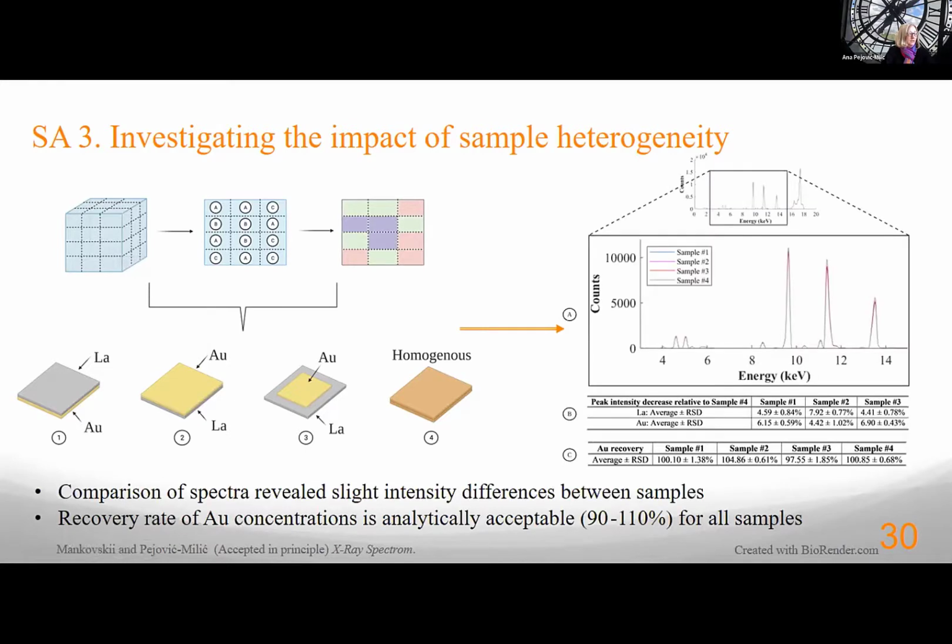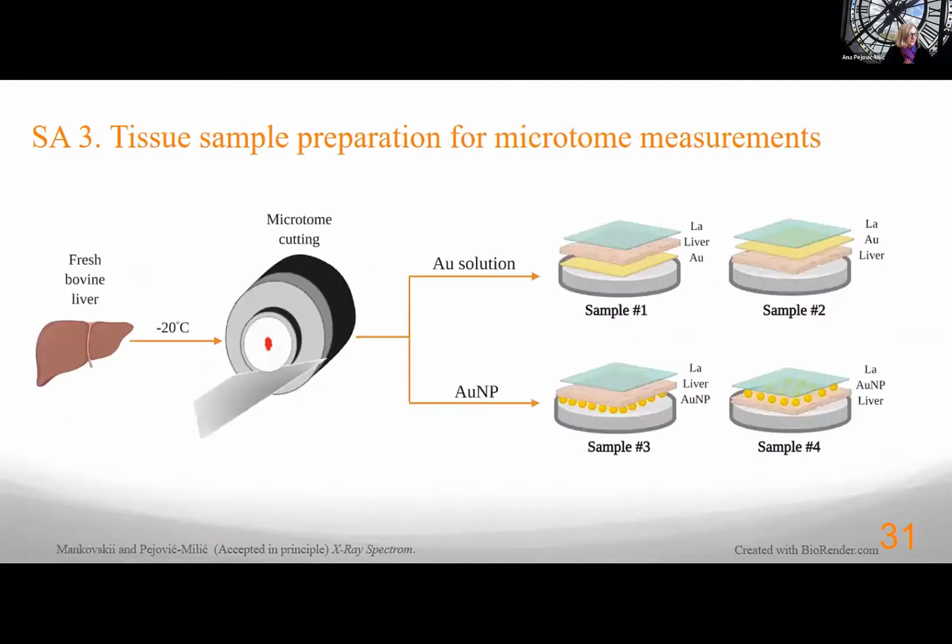The outcome of the modeling showed us that we were able to detect both lanthanum and gold, but slightly different between the three samples. But what is important is that the recovery rates were very similar. So this basically allowed us to conclude that recovery rates of gold concentrations are all analytically acceptable, ranging between 19 and 110, and therefore that heterogeneity of the sample in this approach is not an issue for TXRF.